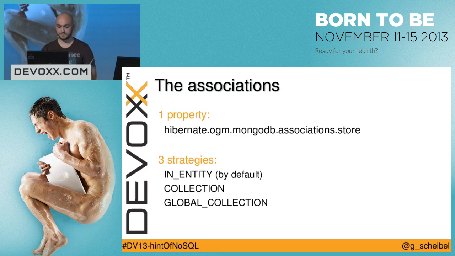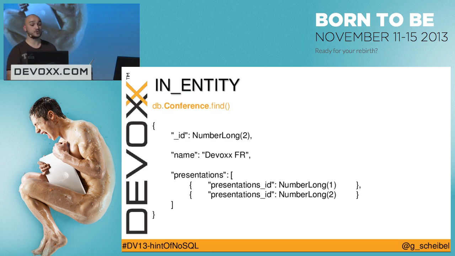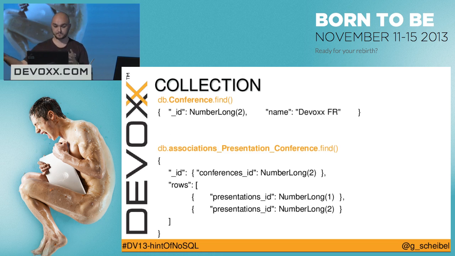But what are the strategies? The first one, in entity, is the default one. Basically, we are storing navigation information inside of an array or a document or an embedded document. Here, I'm dumping the document inside of the MongoDB conference collection. I have my conference ID, the name of the conference, Devoxx France, and 2 presentations. I don't store directly the document presentation, but only the way to navigate from the current conference to its related presentation. That's the first part.